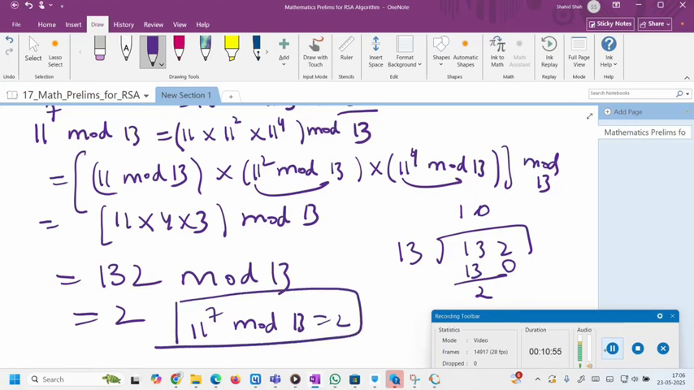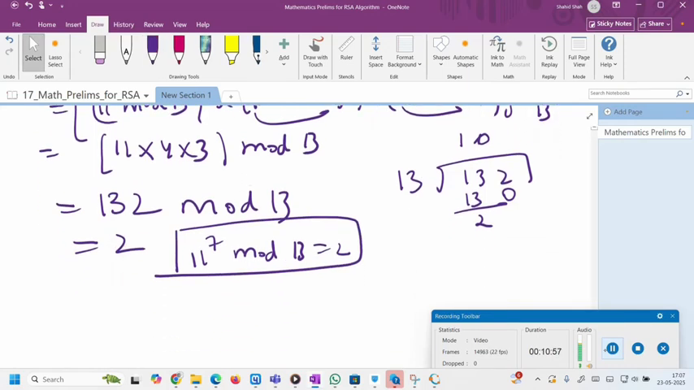By using the modulo arithmetic properties, if you do it directly, it is very lengthy and cumbersome, just writing here 11 to the power 7, then dividing it with 13, it will be very lengthy. So exponentiation in modulo operation can be simplified by using this operation. It will be used in RSA algorithm, as you will see.